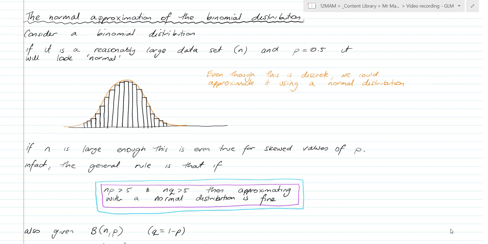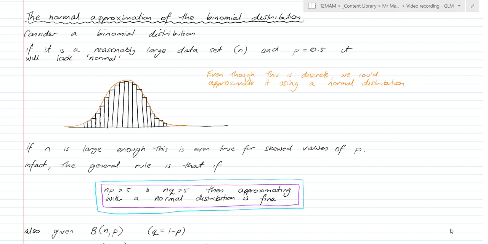So, consider a binomial distribution. We've seen quite a few. These were in Topic 3. If it's a reasonably large data set, n, so there's a large number of trials in terms of binomial, and p equals 0.5, it will look like a normal distribution. There will be a lot of data in the middle, less on the outside.